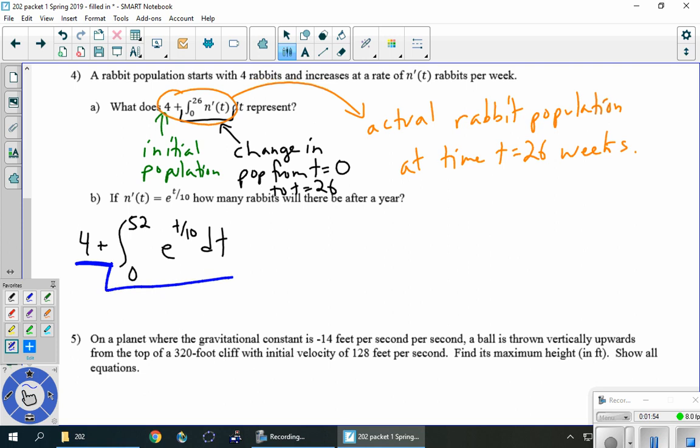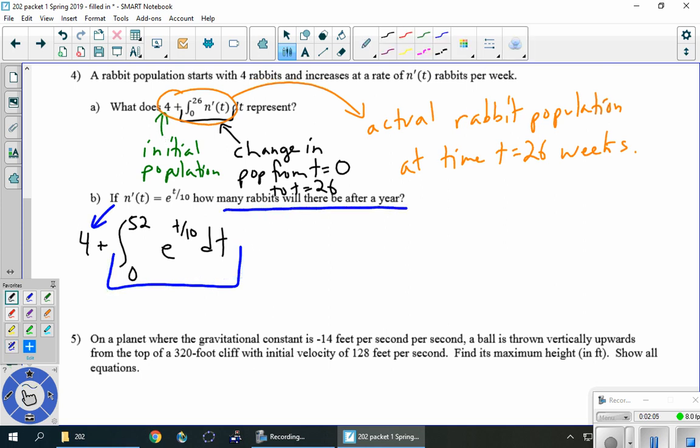And once we do this integral, that's where the bulk of the work is on this problem. That will tell us how many rabbits we gain or lose. Add that to the 4, and we'll figure out how many rabbits we have after 1 year. Equals 4 plus. Okay, this integral feels like we need a technique. And the integral of e to the t over 10 is going to be a u substitution.